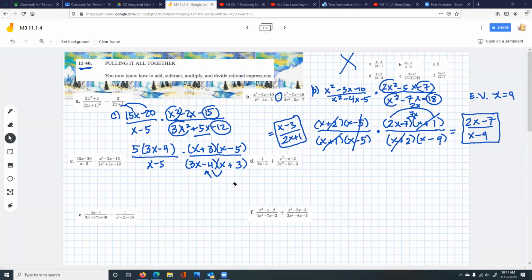Okay, I'm going to erase this stuff because I need to cancel some stuff now. Let's look at what's the same that we can cancel. Ooh, 3x minus 4, 3x minus 4. I see an x plus 3 and x plus 3, and I see another one, x minus 5 and x minus 5, leaving you only with 5. So the answer to C is just 5. But you had to show all this work to get that answer. Okay, I need to erase this stuff, so I'm going to do that next.